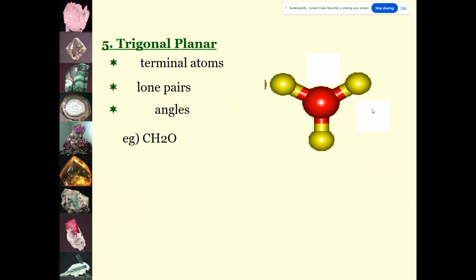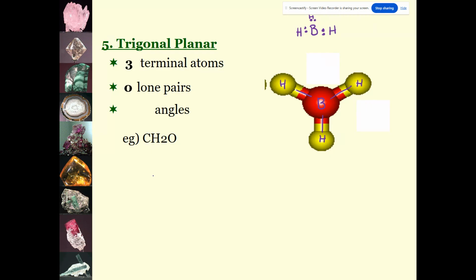This is similar to pyramidal, where we have 3 terminal atoms around our central atom, but there are no lone pairs pushing those bonds down. So boron is actually an exception to our octet rule, where boron actually only has 6 electrons around it, okay? Because boron's in group 13, so it'll have 3 valence electrons, and so each hydrogen will pair up with one of their valence electrons, okay? There's no lone pair there.